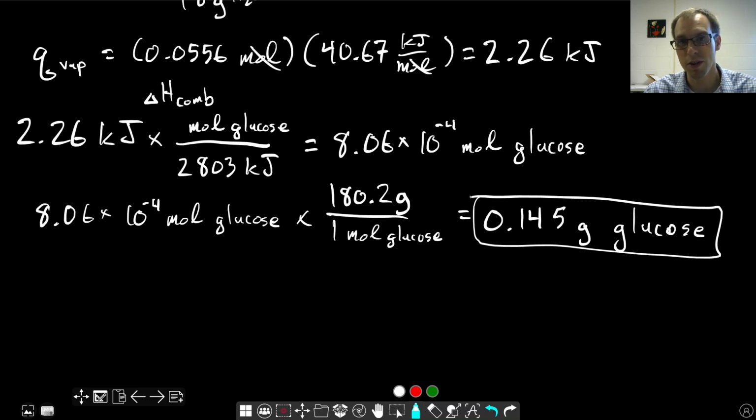We have enthalpies that are associated with reactions. We can use those to get quantities, in this case, how much glucose do we need to metabolize or burn, assuming you get all the energy out when you metabolize it that you would in a combustion reaction.